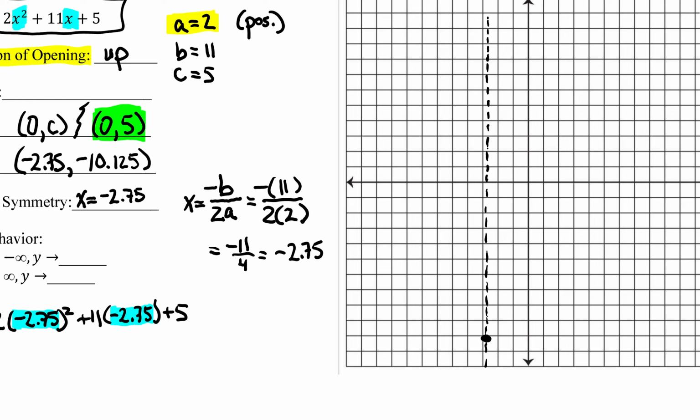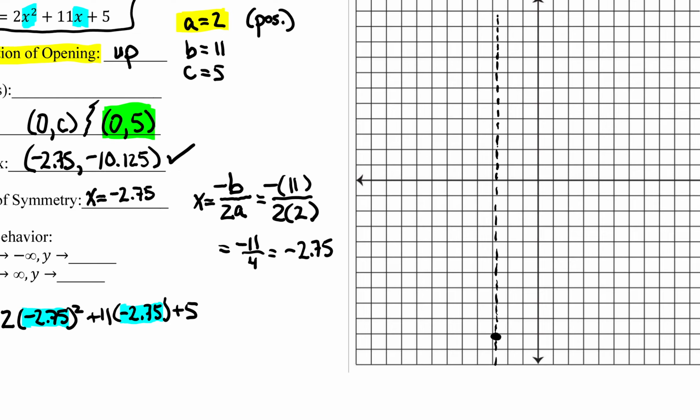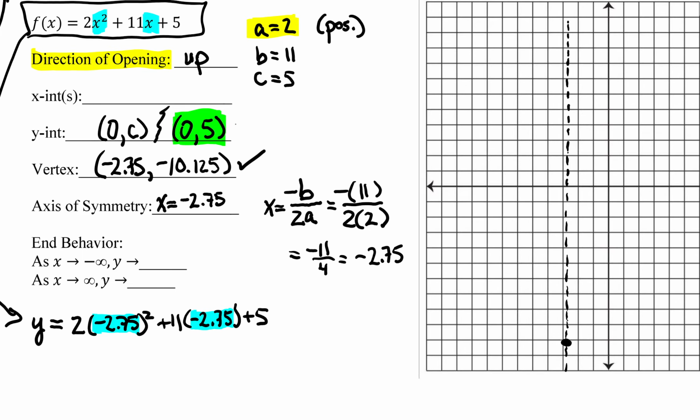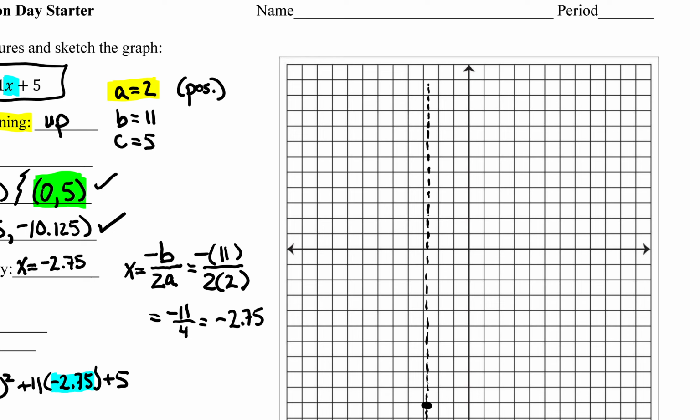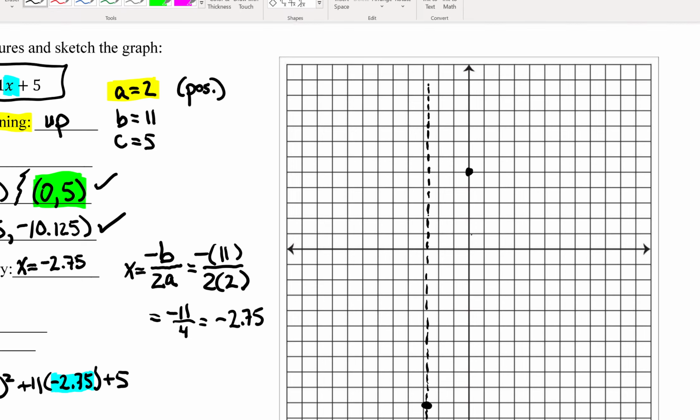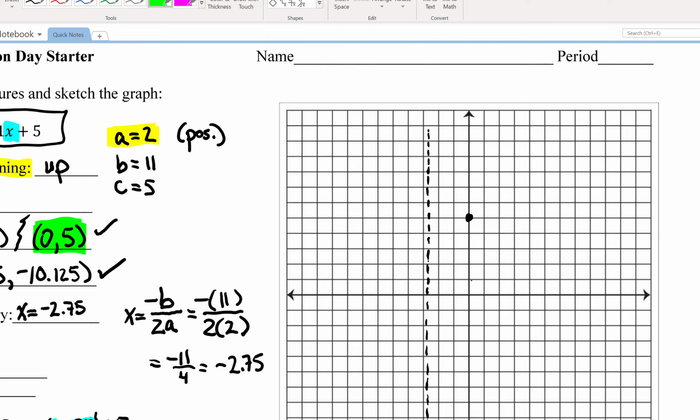And so I've graphed that. My y-intercept, I'm going to graph that next. 0, 5. 0, 1, 2, 3, 4, 5. 1, 2, 3, 4, 5. And so that point is my y-intercept. Let's mark it since we've got it colored here. That's that.